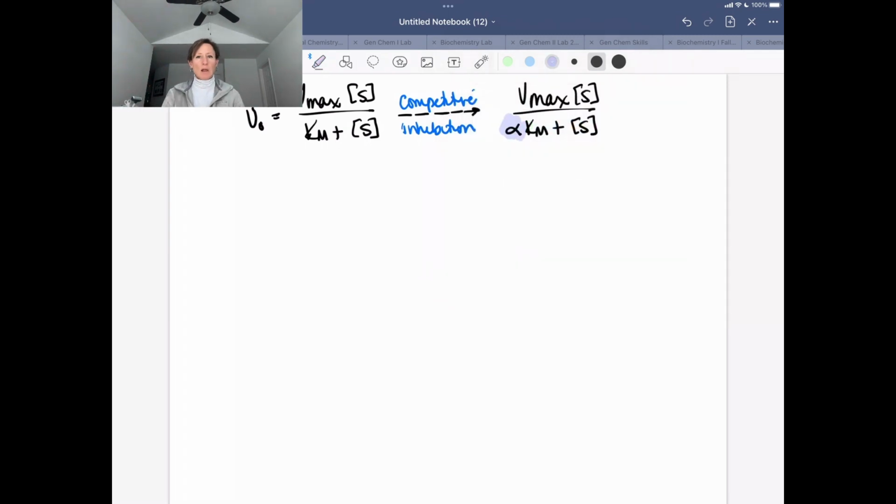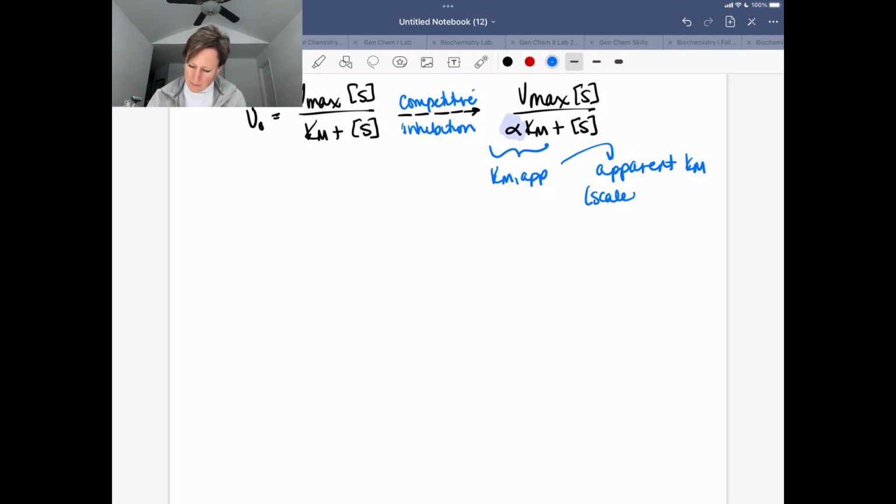Okay, it's multiplied by Km. So what does this mean? This means that this alpha Km really becomes what we call Km apparent. It becomes apparently larger because it's scaled up by that alpha term. So this is the apparent Km, and it's scaled up by our alpha term. Okay, so the potency of our alpha term is going to dictate kind of how we do this.